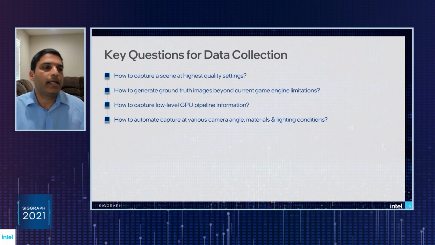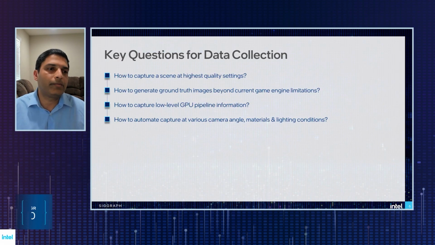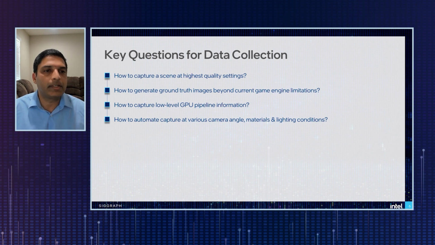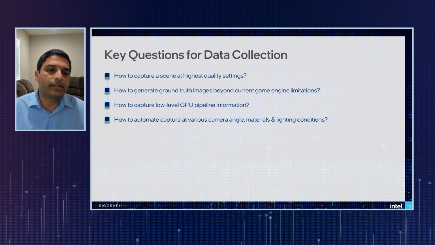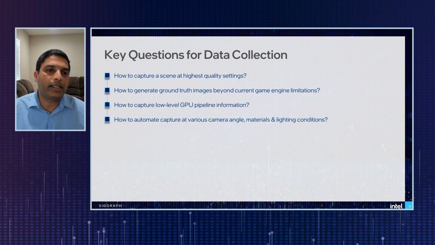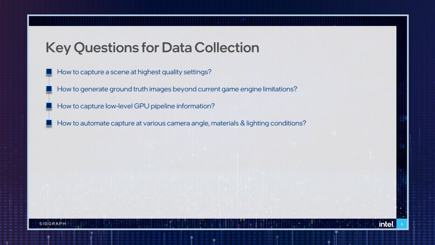When it comes to data collection, here are some of the top level questions that many people will come across. One is how to capture a scene at the highest quality settings. Sometimes these are limited by the capabilities of the game engine. And like I mentioned in the previous slide, in certain cases we have access at the API level where we can render a frame at the highest quality setting by rendering up to 256 samples per pixel.